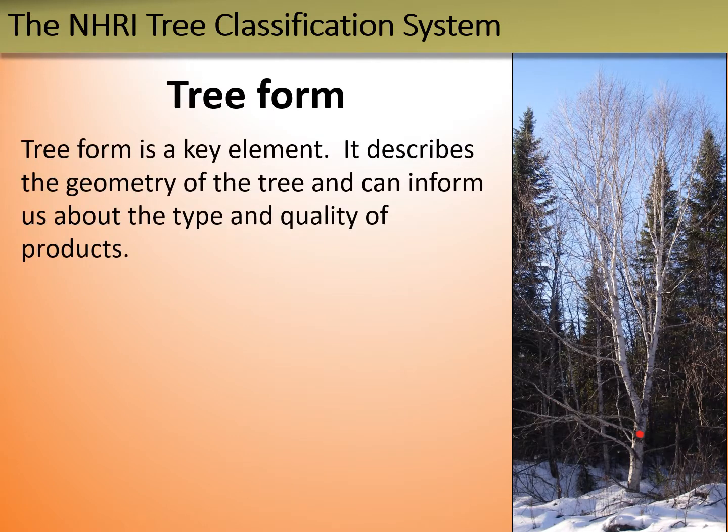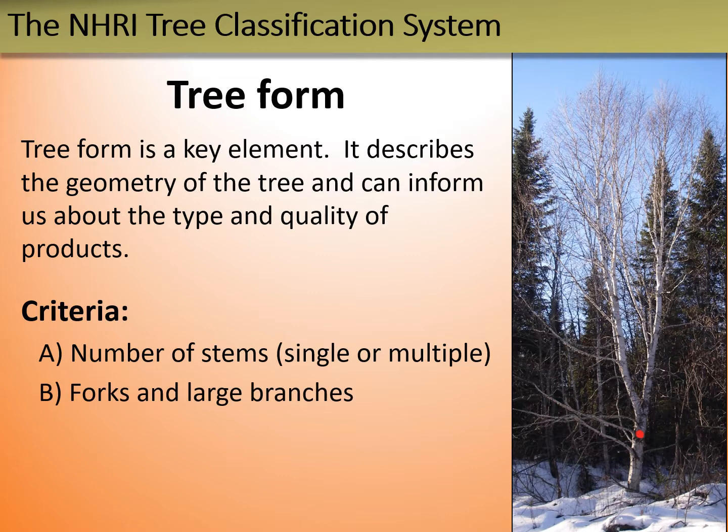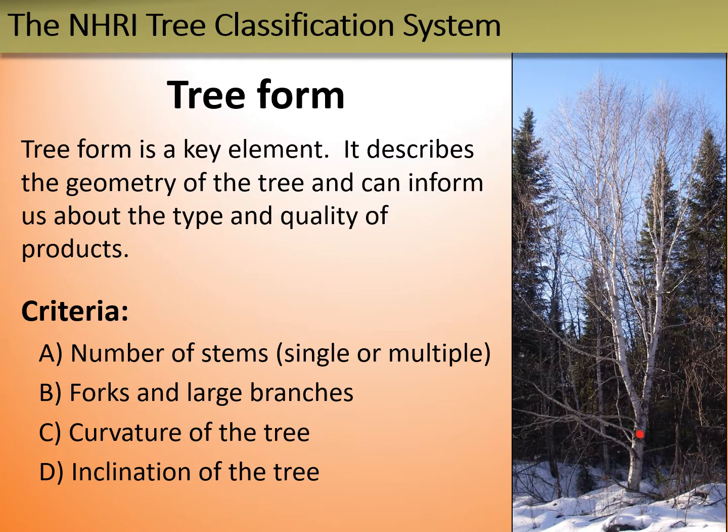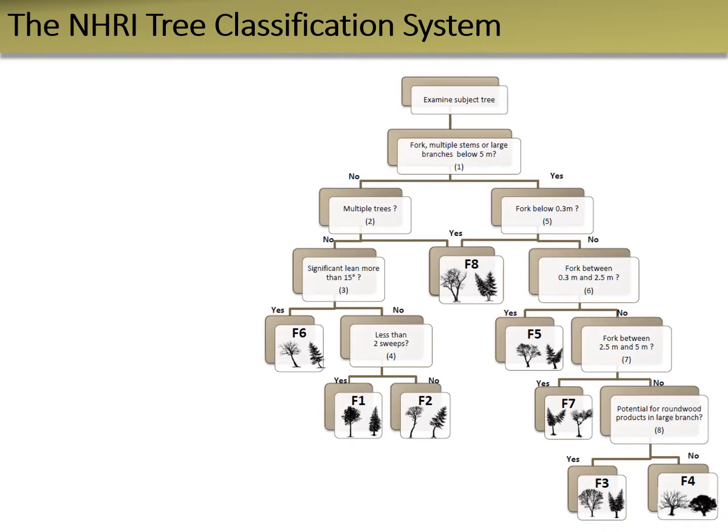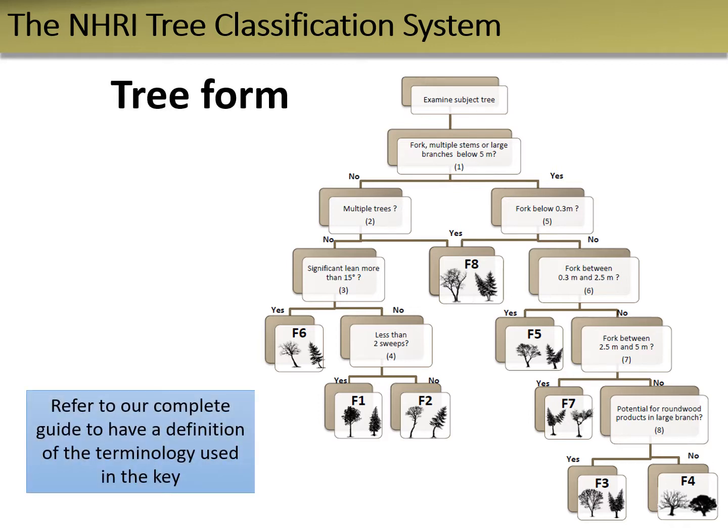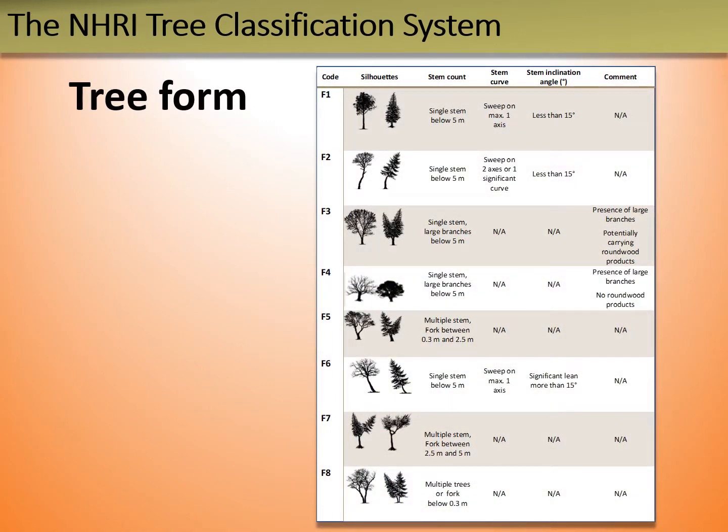Tree form is a key element. It describes the geometry of the tree and can inform us about the type and quality of product. The criteria to evaluate the form are as follows: number of stems, forks and large branches, sweeps, and inclination of the tree. A determination key is available to facilitate the evaluation of the tree form. A series of questions relating to the criteria gives us 8 different form classes, from F1 to F8. Each form class has its own characteristics.